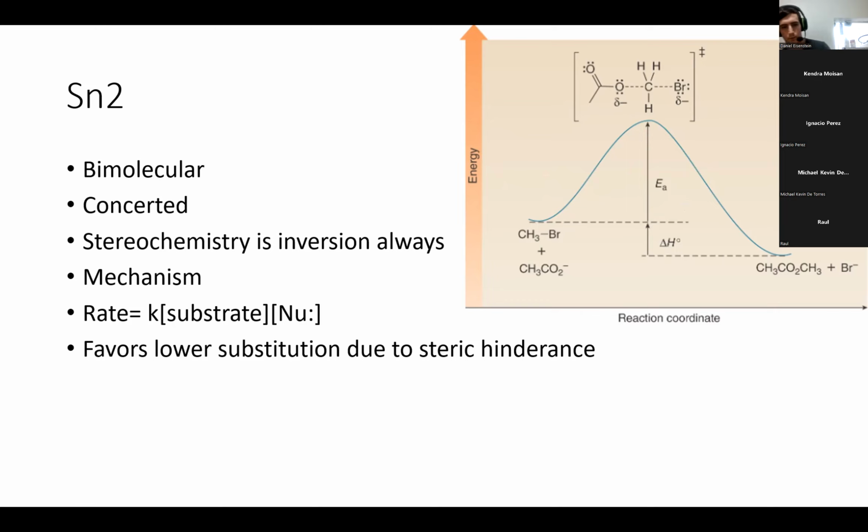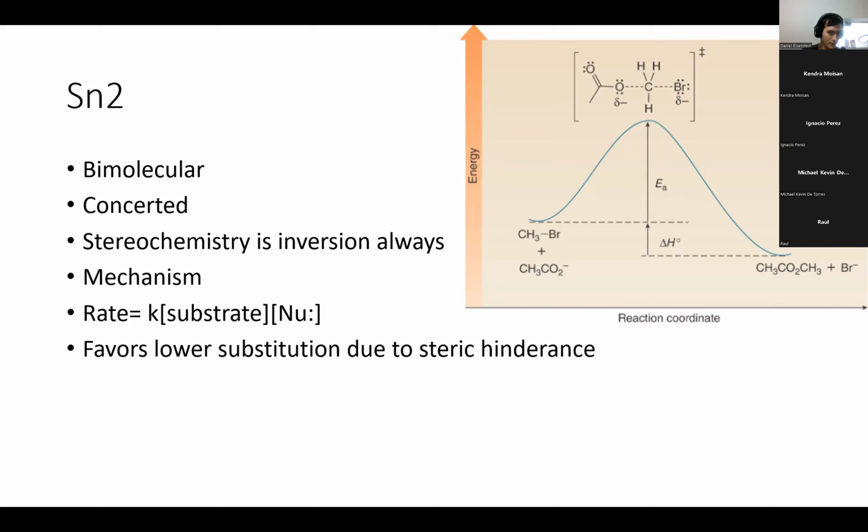So number one, what are unimolecular and bimolecular? They refer to how many molecules are in the rate law. Unimolecular is 1, bimolecular is 2. Concerted and stepwise: concerted is 1 step, stepwise is multiple. SN2, let's break down what that means. S is substitution, N is nucleophilic, so it's nucleophilic substitution. What does the 2 mean? The 2 means it's bimolecular.